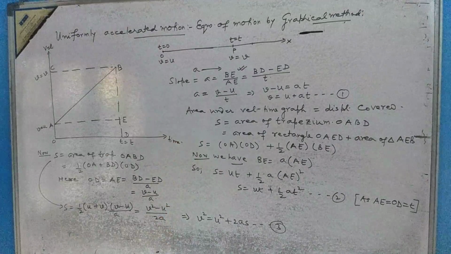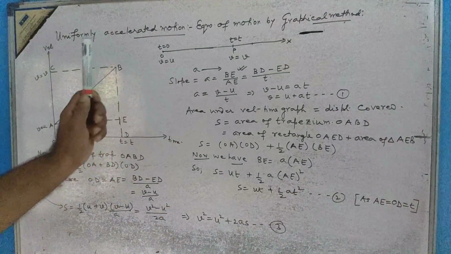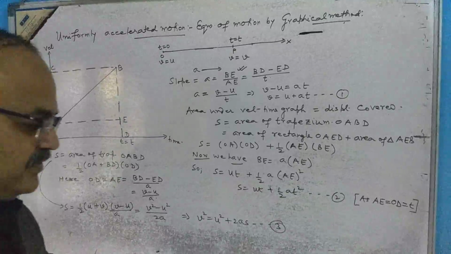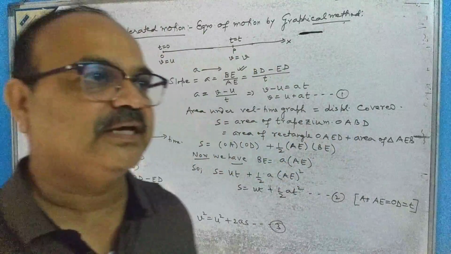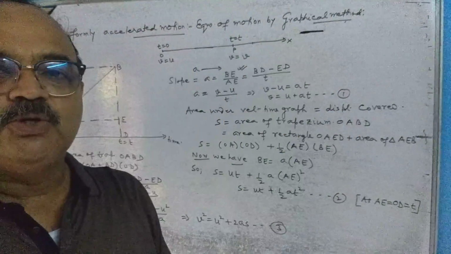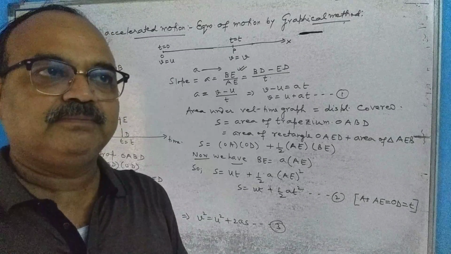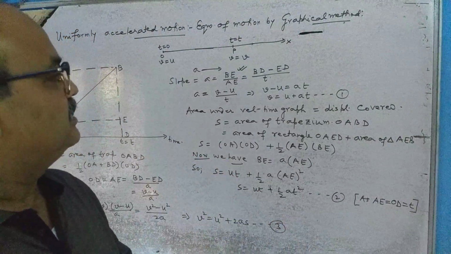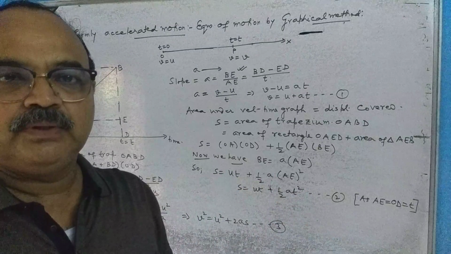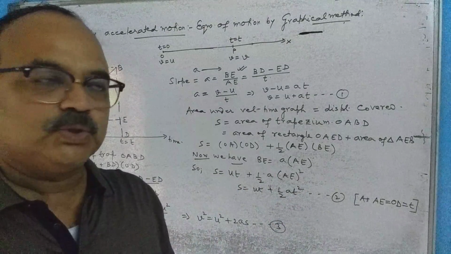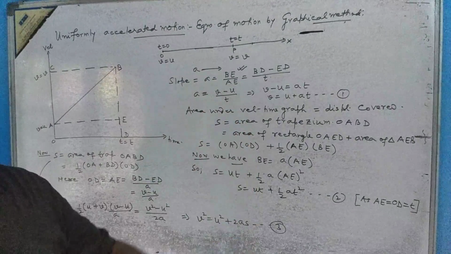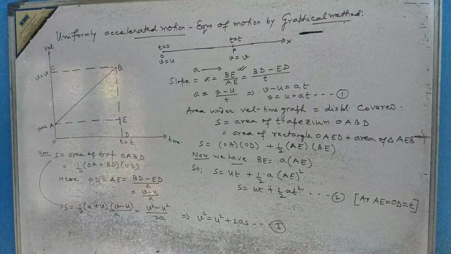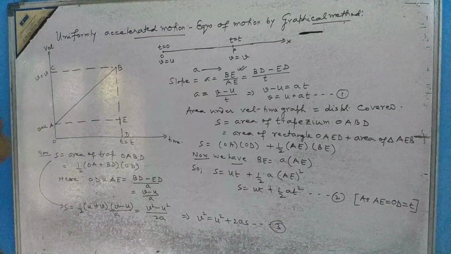Look, all these three equations, equation number 1, 2 and 3. These three are very important equations. These are the equations for uniformly accelerated motion. In our next lecture, we shall discuss something more. So by the graphical method, we have derived these equations.